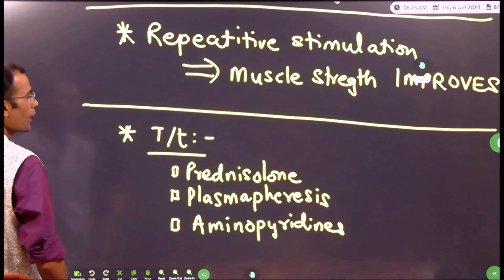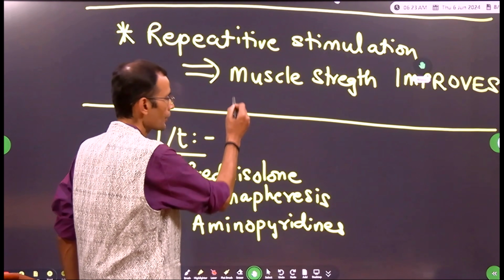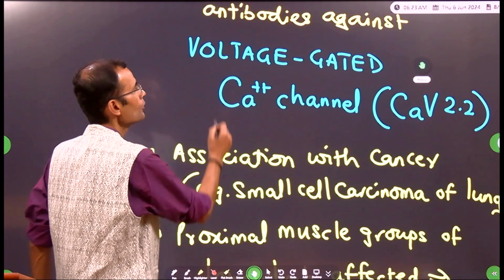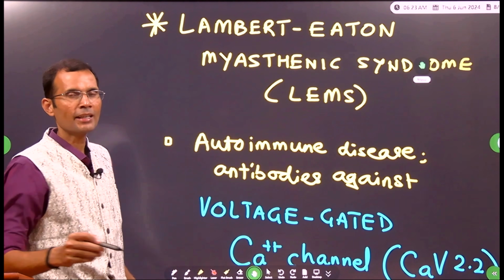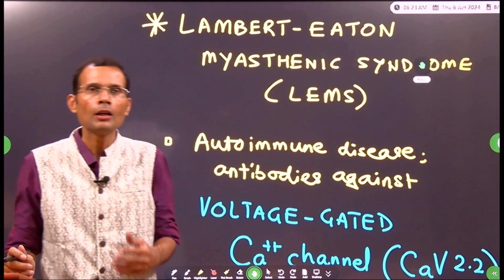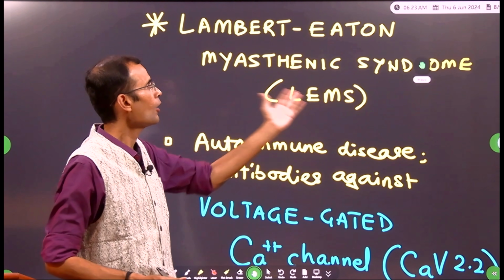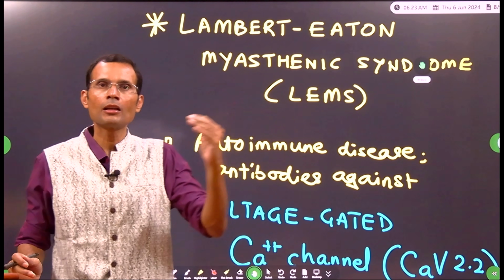Now let's also have a look at the other disease that we were talking about, and that is Lambert Eaton myasthenic syndrome. Now you are aware myasthenia or myasthenic means muscle weakness.